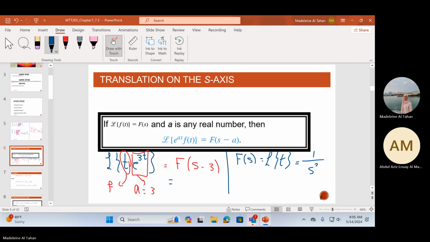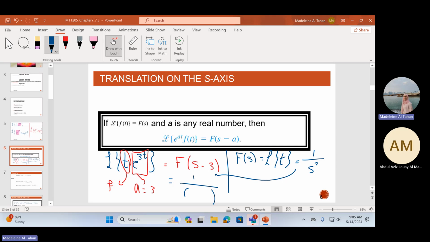Now, what do you mean by F of s minus 3? When we say f of t equals t plus 1, and f of 0, what are we putting instead of t? t equals 0. F of 3, t equals 3. F of s, t equals s. So here, F of s minus 3 means that we are putting s minus 3 instead of s. So this will be the answer for this one.